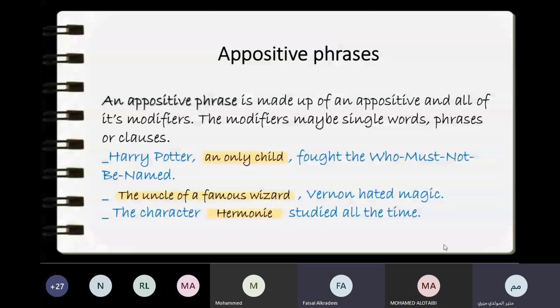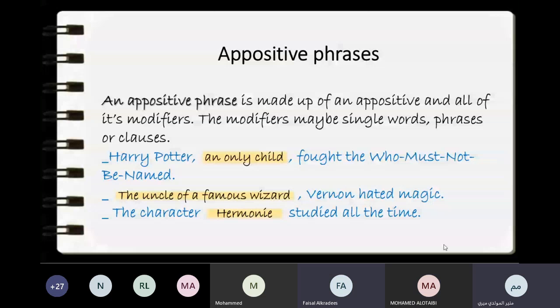Can you read the second example, please? The uncle of a famous wizard, Vernon, hated magic. Yeah, very good. So here, the uncle of a famous wizard, this is not just an appositive, but it is an appositive phrase.